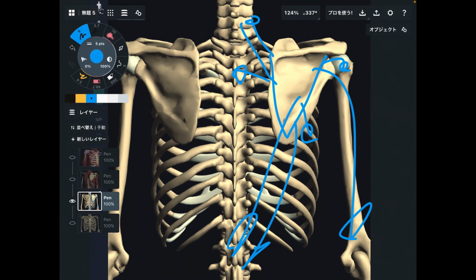So if you like this kind of video, I will try to upload this kind of connection video, maybe from lumbar spines, maybe from hip joint, pelvis, and so on, so on, so on.